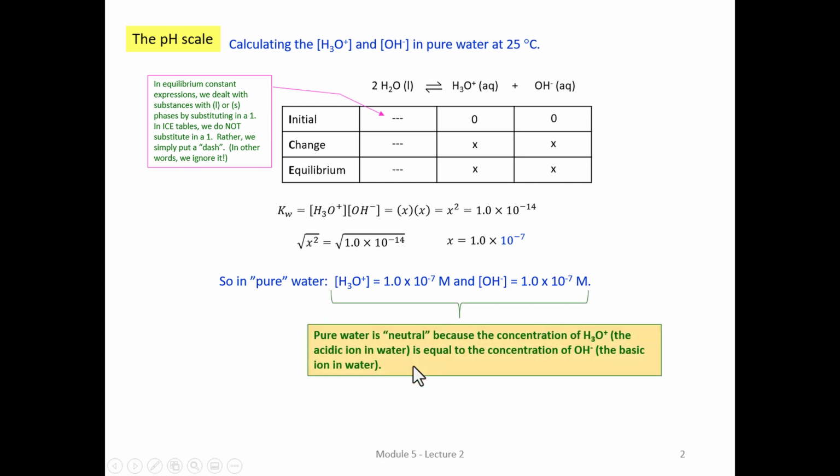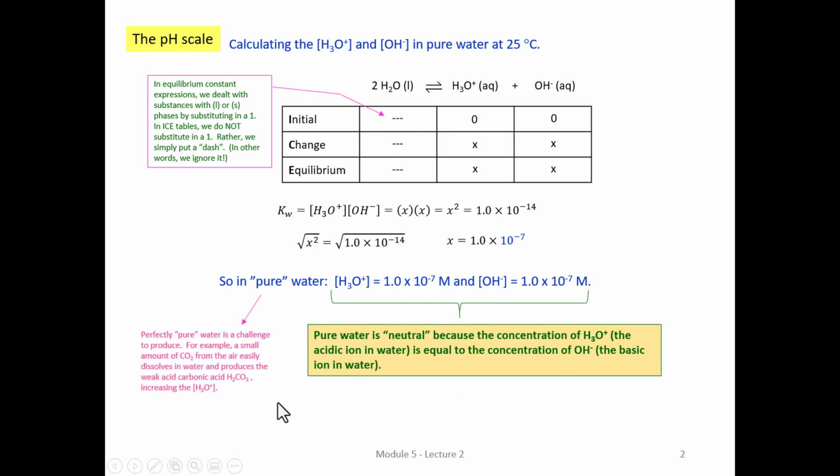So we would say something that you already know. Pure water is neutral because the concentration of hydronium ion, the acidic ion in water, is equal to the concentration of hydroxide, the basic ion in water.